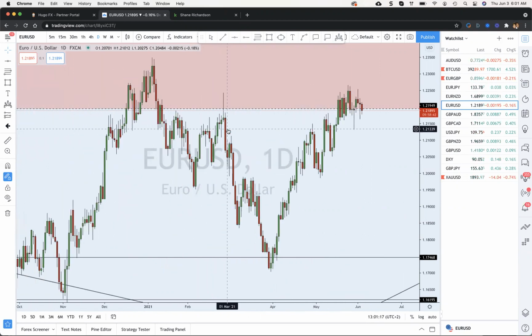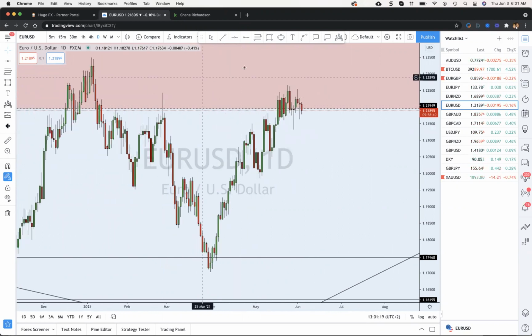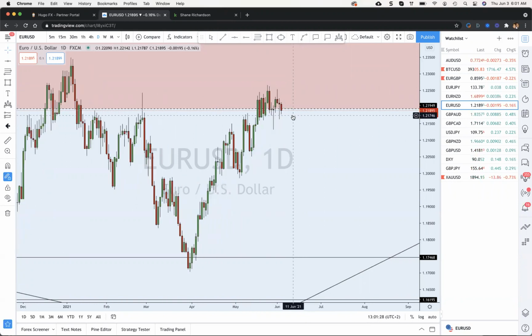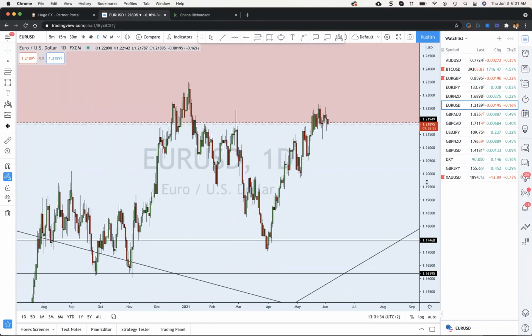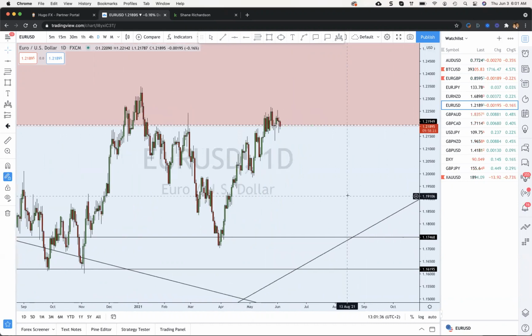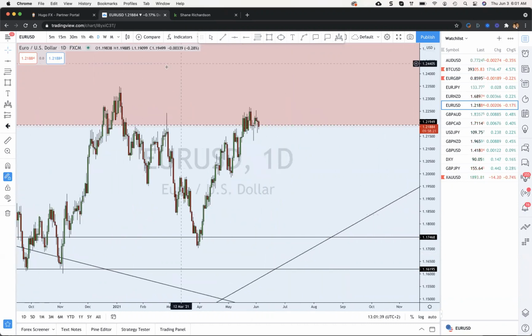Yeah. And you've got to remember you are in the supply zone right here where this red is. So you're looking for a signal or reason to sell at this point. So on a daily, if I was to come down to really break this down even further, I could draw a line like this.